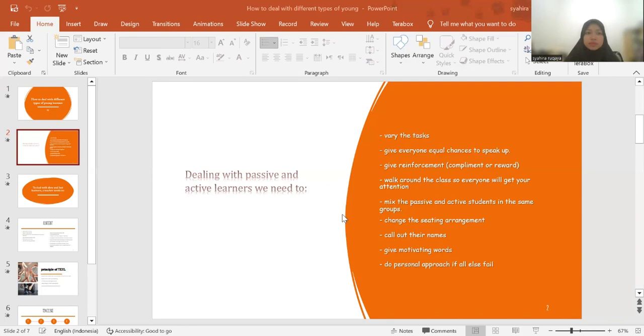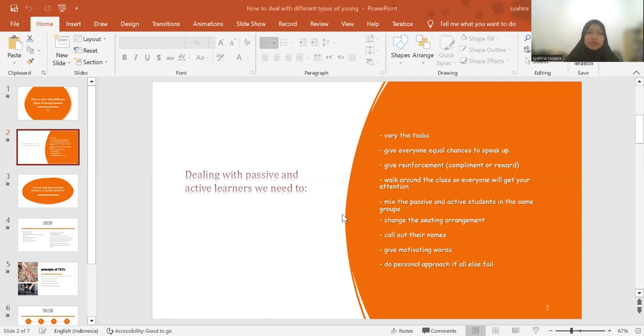Number 5 is mix the passive and active students in the same group. As teachers, we can put active and passive students into one group with the aim that they can both learn in their own style and as comfortably as they like. Or we can also train our students to be able to work well together.